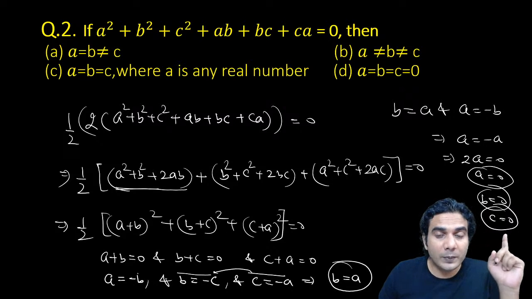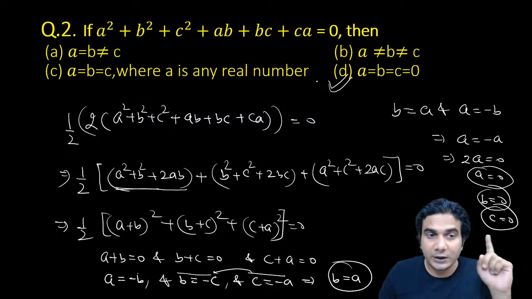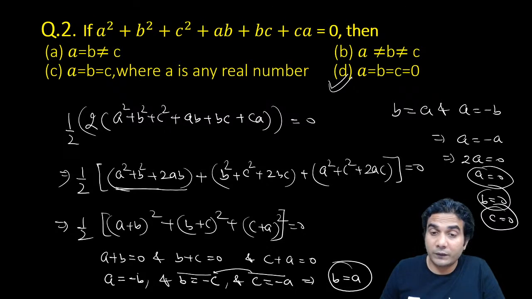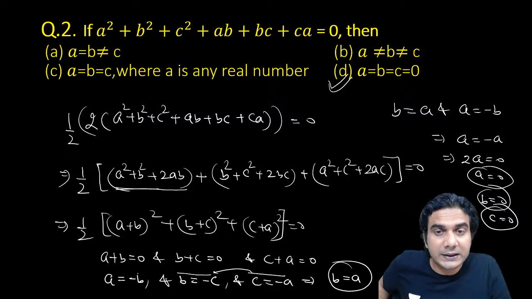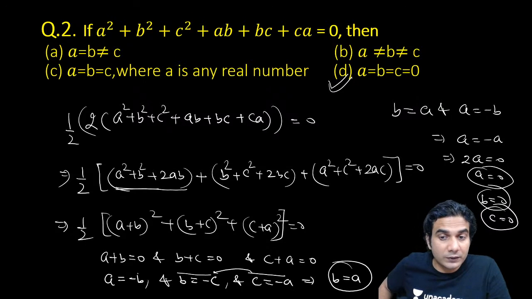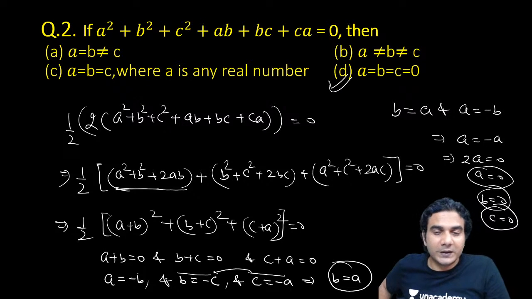So all three will be 0 simultaneously. Okay? So that is the only correct answer. a, b and c will be 0. The C option, you can see a is equal to b is equal to c. That won't work. Why? Because a, b, c equal to 1 will not work. a, b, c equal to 2 will not work. Right? This should be equal to 0. All three numbers should be equal and 0. That was the result.